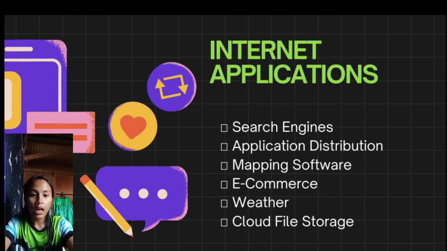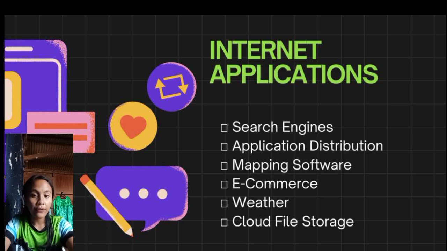For example, on Apple, we have the App Store. Then on Android, we have the Google Play Store. And the third one is mapping software, digital maps that help you navigate and find locations. For example, Google Maps, Waze, and Apple Maps. Then we have e-commerce. E-commerce is buying and selling goods and services online, like Amazon, eBay, and other online shopping websites.